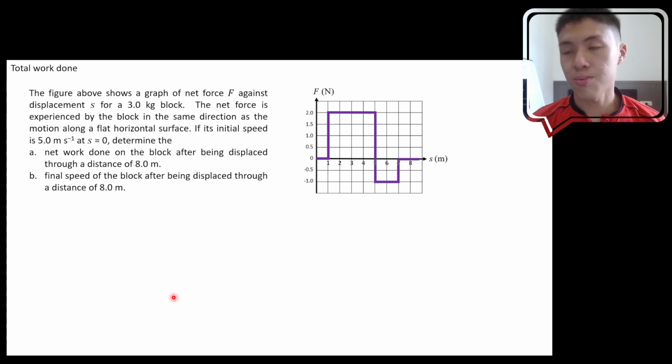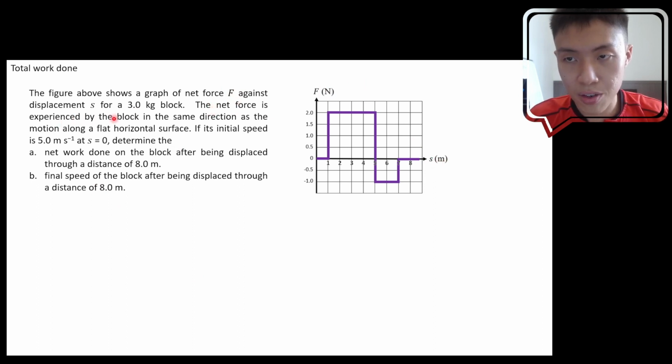Let's try to solve this problem here. The figure above shows a graph of net force against displacement S for a 3 kg block. Okay, so this is not a usual force displacement graph. They specify that this F here is representing net force. So this is a net force against displacement graph.